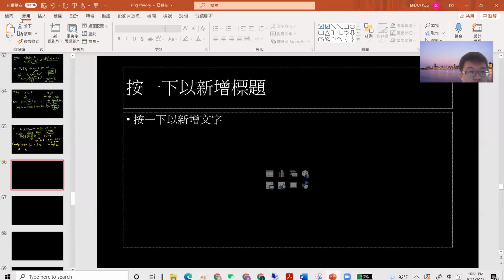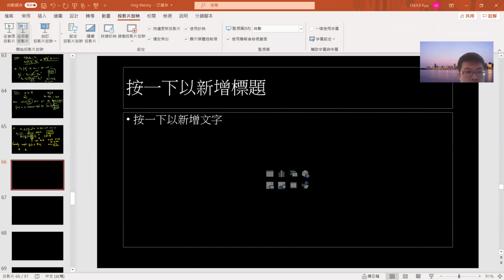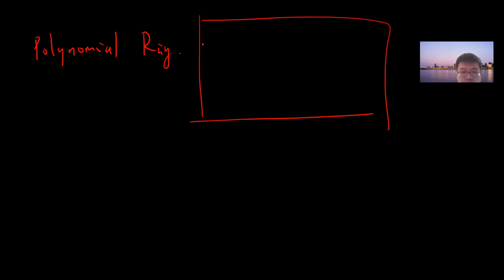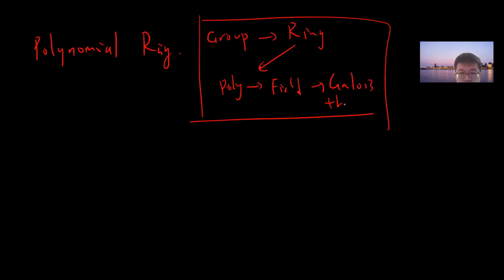Polynomial ring is the most important part in ring theory. Remember the big picture is that we start from group theory, and then the ring, and then we get a polynomial ring, and then we get a field, and then we get Galois theory. So this is the usual step. If your goal is to learn Galois theory, then you should follow this step.